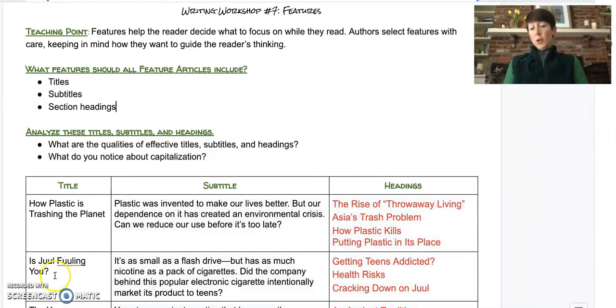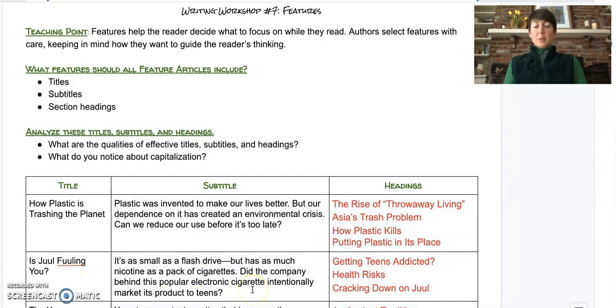Okay, I definitely know it's previewing the topic of the piece. We know that we're talking about Juul, so we're talking about e-cigarettes. And this question of is it fooling you makes me think maybe there's something suspicious or not quite straightforward about Juul. So I'm already activating schema for that.